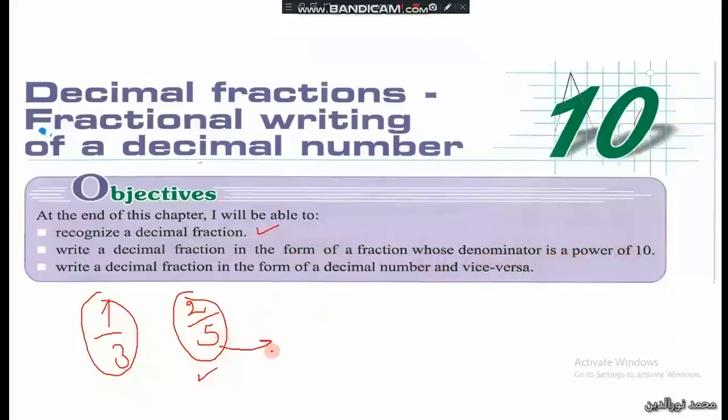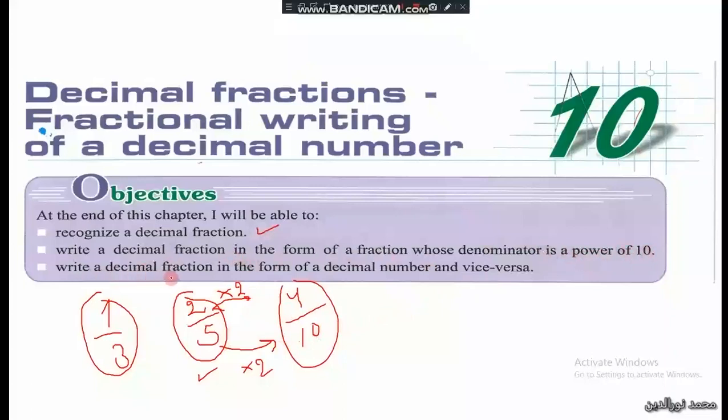So if I want the 5 to become 10, I should multiply by 2, then multiply 2 by 2. So I get an equal fraction to the fraction 2 over 5, which is 4 over 10. So 4 over 10 equals 2 over 5. But its denominator is 10 or a power of 10. We will talk about powers of 10, and know what they are.